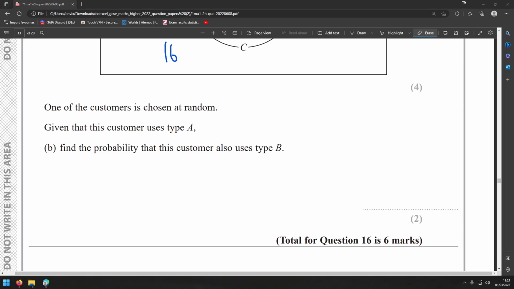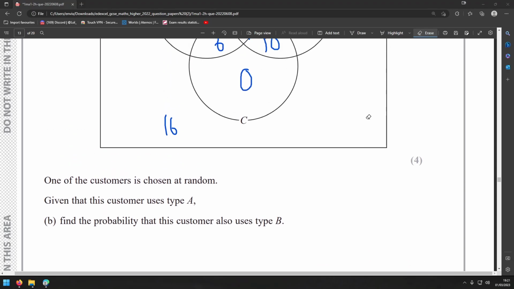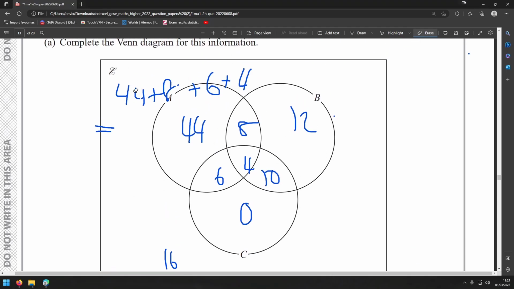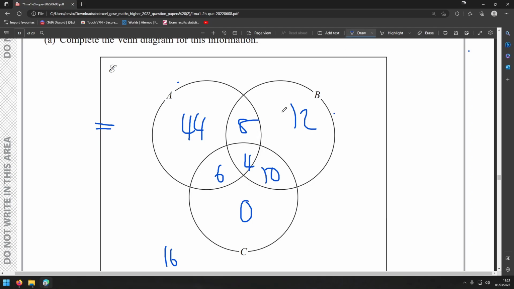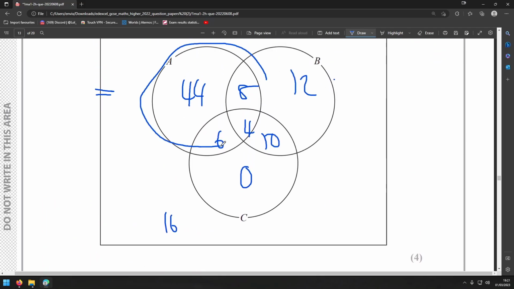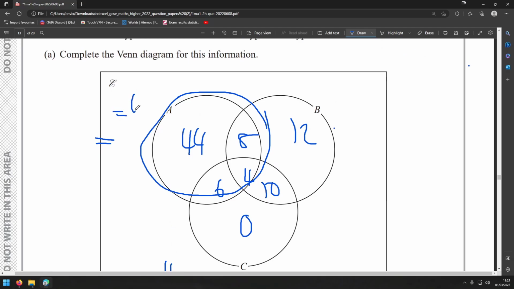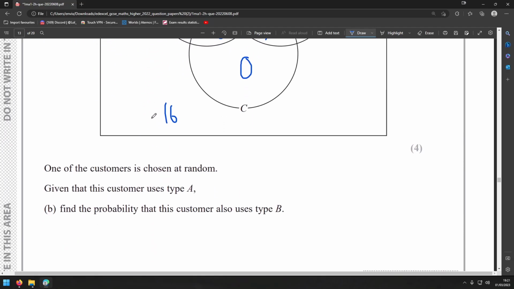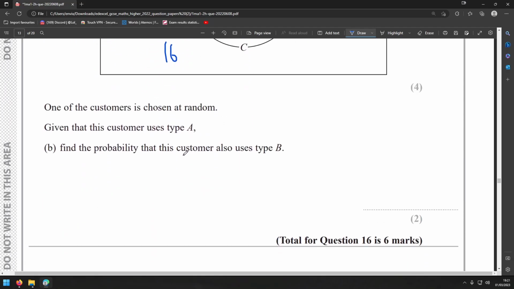So the second half of the question states that one of the customers is chosen at random. Given this customer uses type A, find the probability that this customer also uses type B. So what we're supposed to do is we're supposed to look at type A and we're supposed to look at the total of type A, and the total of type A, that includes B. And the total of type A that includes B is this part over here. And this part adds up to 62.